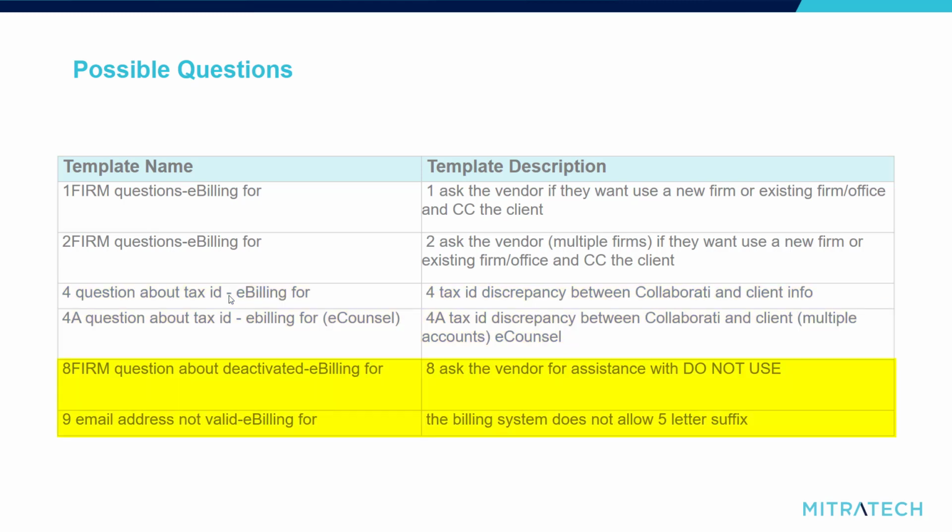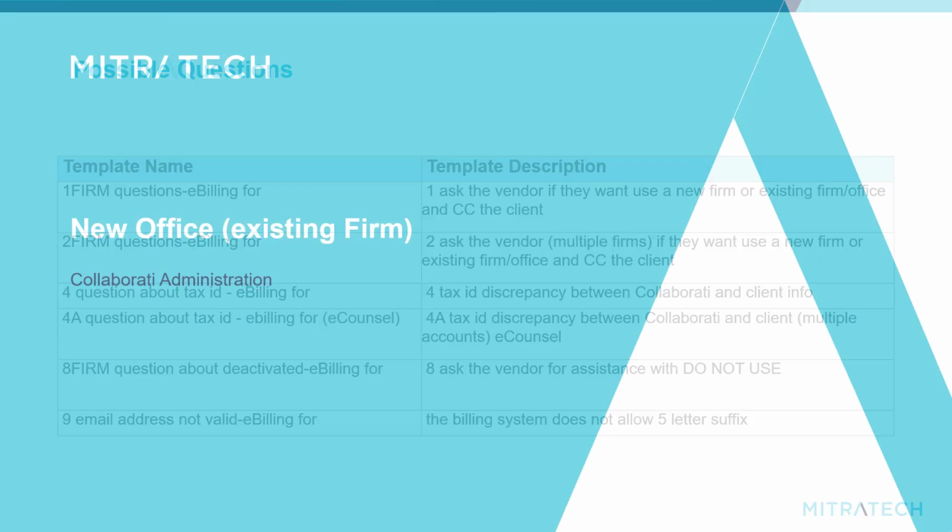The last two templates are about other types of issues that may come up, such as deactivated vendors that are labeled do not use, or an email address is not valid. You can use these templates to help you compose questions for the vendor, and often you'll CC the client.